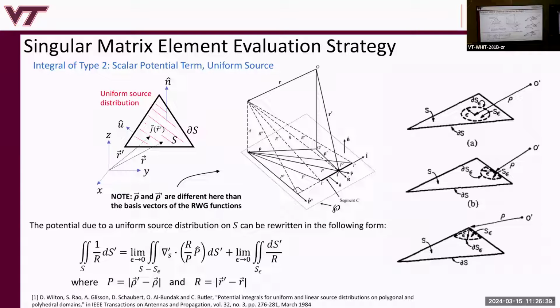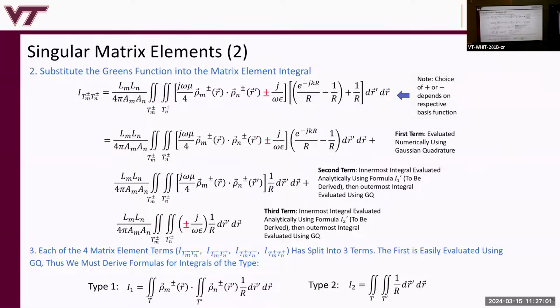Now, the potential due to a uniform surface source S can be written in the following form. So here's where we apply the surface divergence theorem. 1 over R dS prime. This is the integral we're trying to solve over some surface S. There are some coefficients out front that we're not considering here, but we'll multiply them back in later, associated with the uniform source. Remember, that was part of this integration right here. This is the type 2 inner integral, and the type 2 inner integral is nothing but this. So it's just 1 over R, and these coefficients come out.